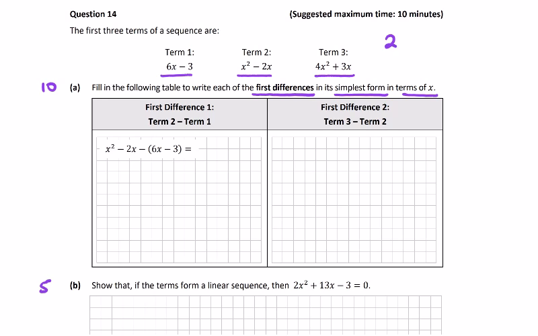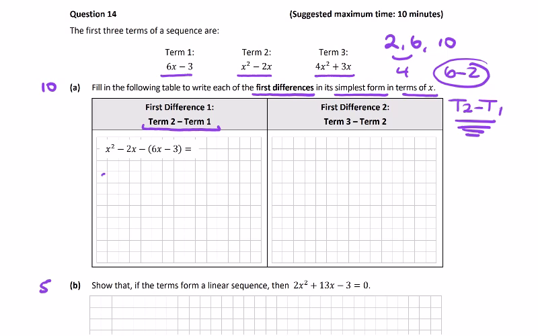If you imagine we had a sequence 2, 6, 10, if it was linear, the difference between the first two is 4. Where does that come from? 6 minus 2, T2 minus T1. So you can even do a little bit of rough work here just to remind yourself what it is. And it sets it up here for you. T2 minus T1. X squared minus 2x minus 6x, and the key to this one is just the minus and the minus plus 3. So we're going to have x squared minus 8x plus 3 is the difference between the first two.